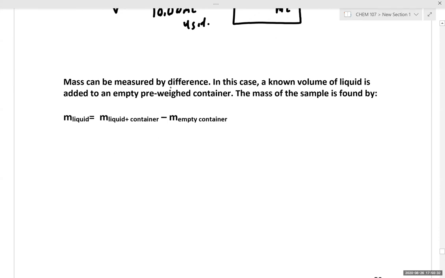Mass can also be measured by difference. In this case, you dispense a known volume of liquid to an empty pre-weighed container. So the mass of the sample is found by taking the mass of the liquid in the container minus the mass of the empty container.